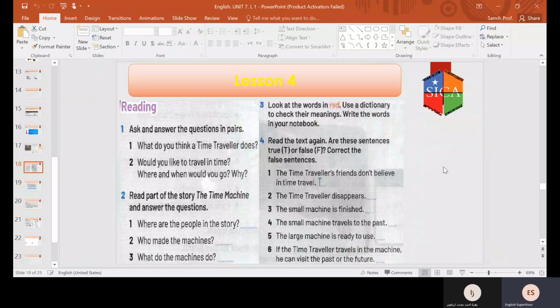After reading the red words, read the text again. Are these sentences true? So write T, or false? So write F, and correct the false sentences. Number 1 is already answered. The time traveler's friends don't believe in time travel. This is true. Okay, go ahead.